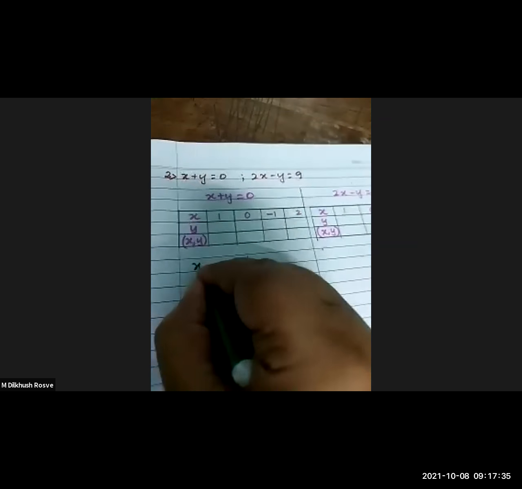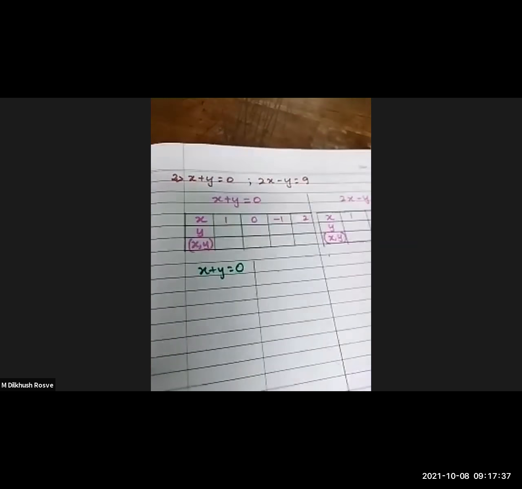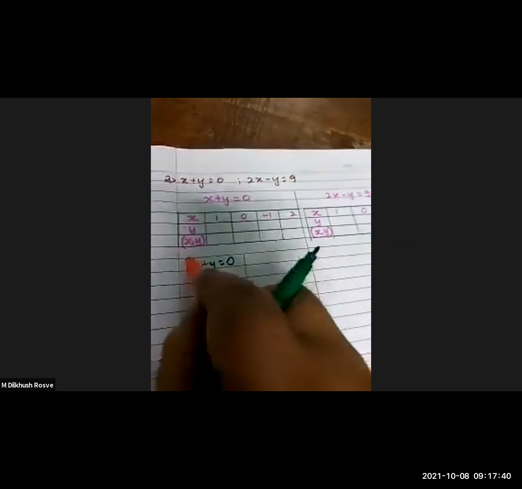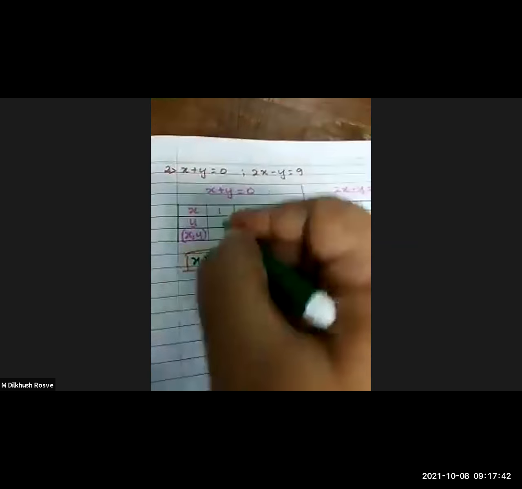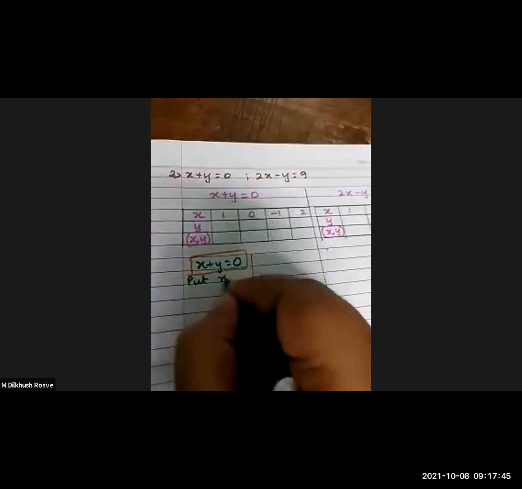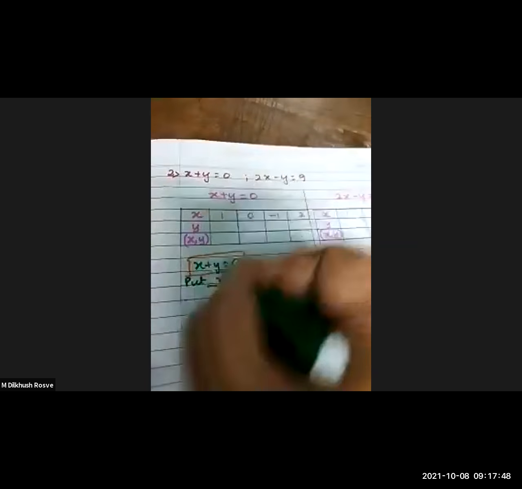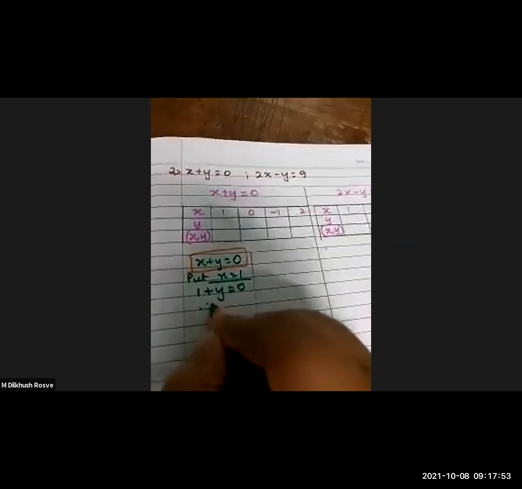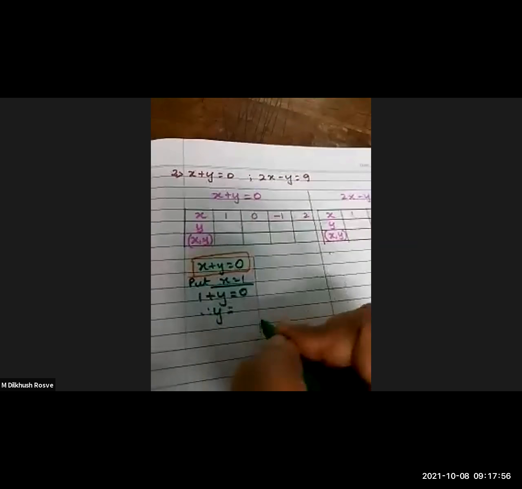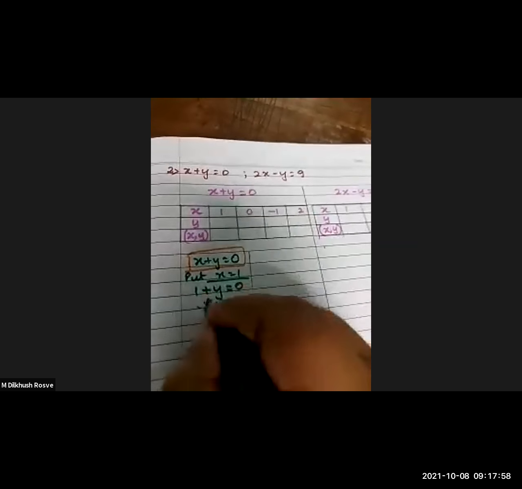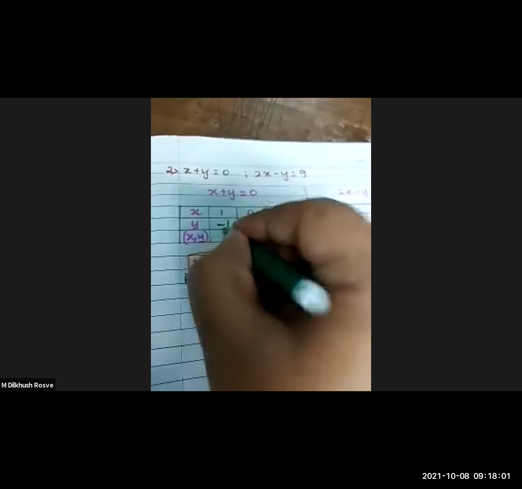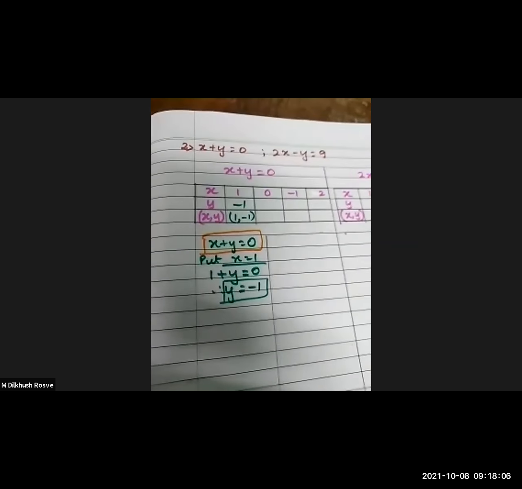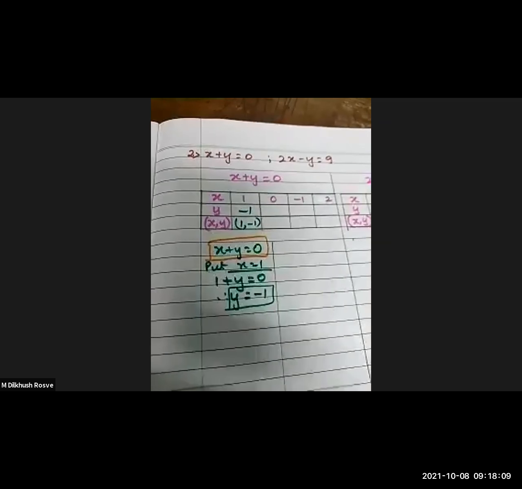Yes. See, now I will write the equation first. x plus y equal to 0. You highlight this one. Now you see, first put x equal to 1. So what will you get? x plus 1, you put 1 plus y equal to 0. Therefore, y equal to, this plus 1 comes this side, it becomes minus 1. So y value, how much did you get? Minus 1. So 1 comma minus 1. So 1 point we got.